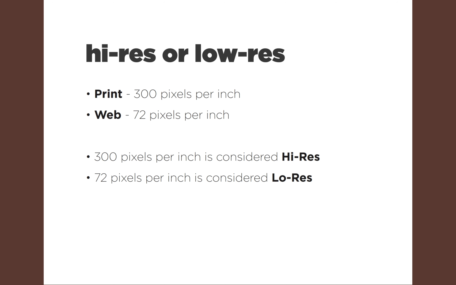So we talked about high resolution and low resolution. Sum it up very quickly. If we're using it for print, we need 300 pixels per inch in order for this image to reproduce correctly. For the web or anything that's going to be on a light emanating device, 72 pixels per inch is going to be sufficient for what we do. 300 is considered high res or high resolution. 72 pixels per inch is considered low res or low resolution.